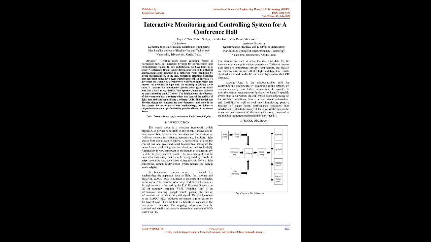Automation is very important to human assistance in any field in the busy modern world. The automation should be carried out in such a way that it can be easily used by people. It helps save time and pace when doing the job. Here a light controlling system is developed which replaced the system used earlier. A classroom automation is done by automating the appliances such as light, fan, cooling and projector.